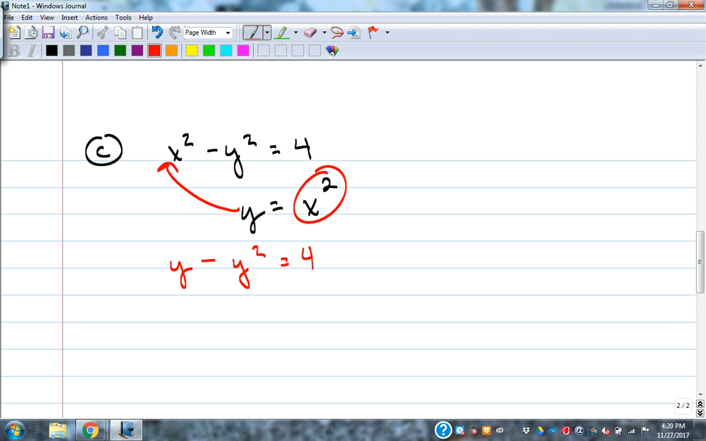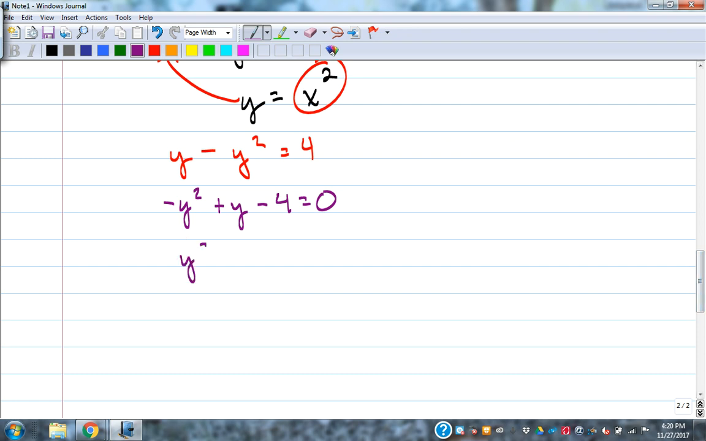And that's a quadratic equation. So I can solve that by getting it equal to 0 and getting it in the right order. And then I'm just going to change the sign of everybody because that makes it easier.